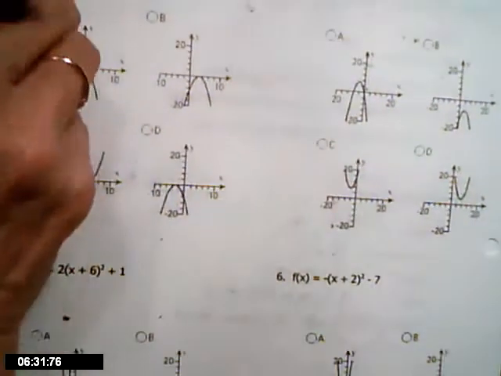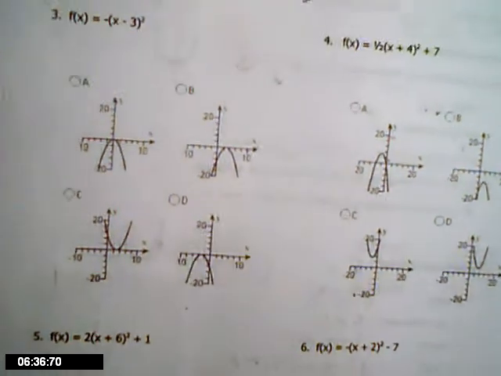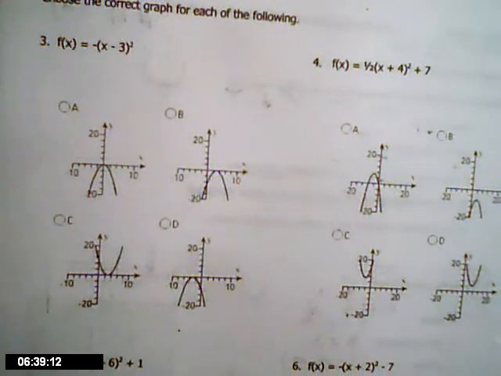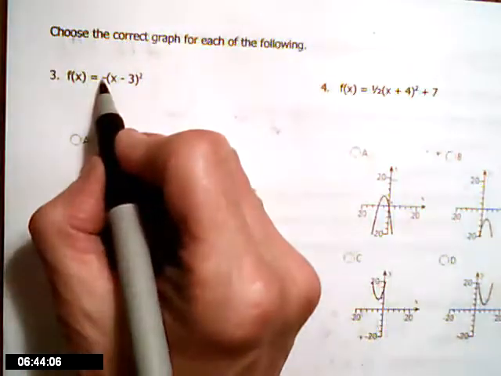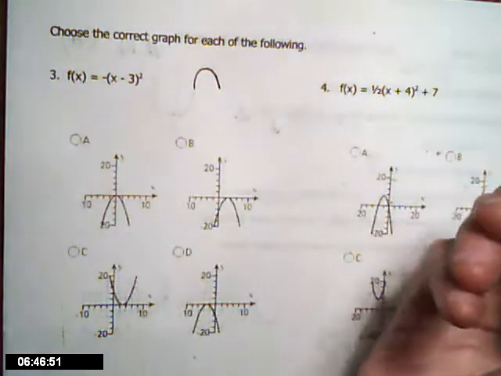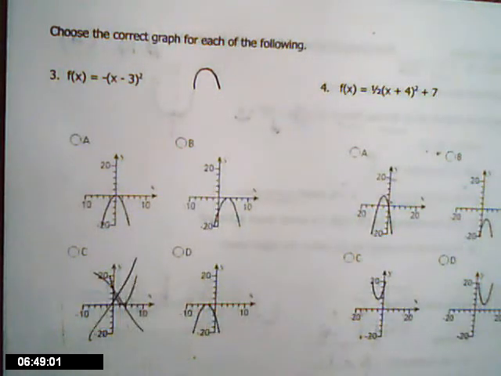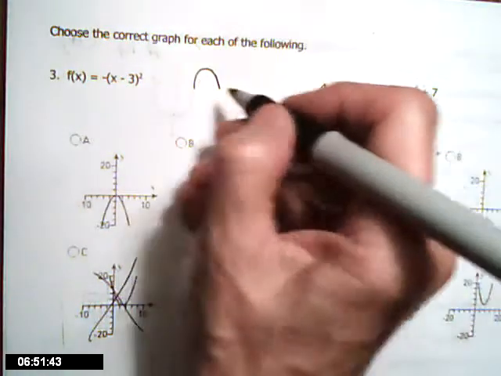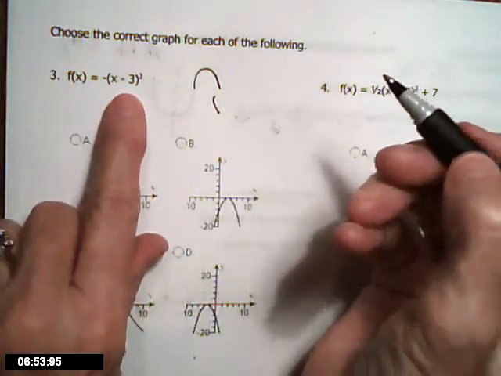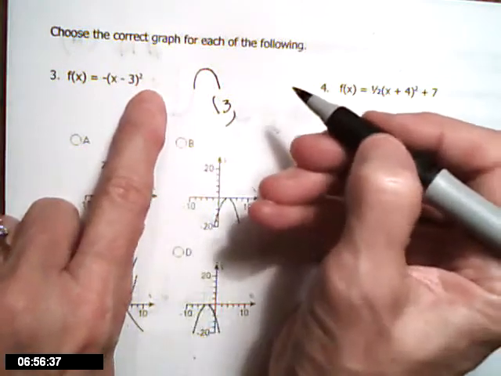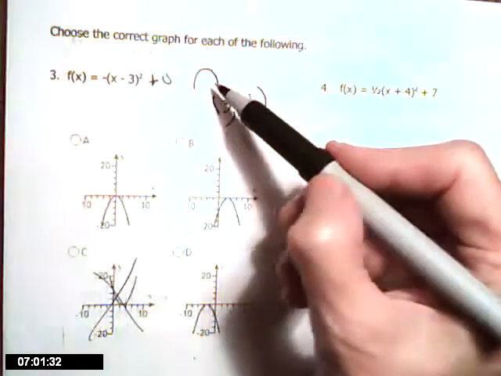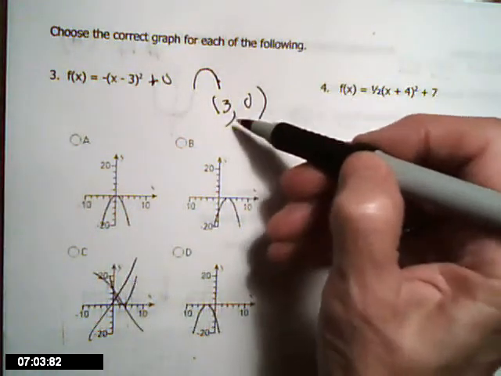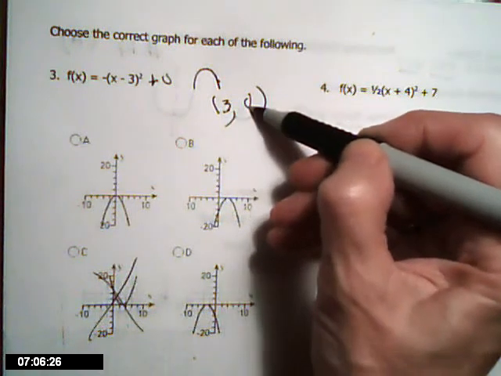Now, I'm going to show you some graphs such as they will appear on your homework, some matchings, showing you that you're really not going to be doing a lot of graphing, you're going to be doing some matching. The first thing I want you to notice is that because of this negative, my graph is going to be turned down. Therefore, I can forget the upward graph. My vertex, getting this number out, is a positive 3. There's no number on the end, so 0.